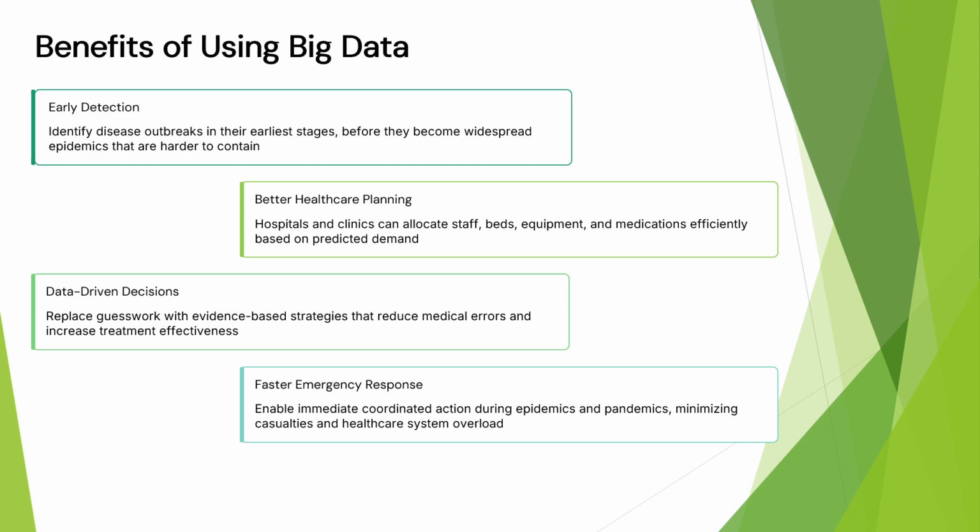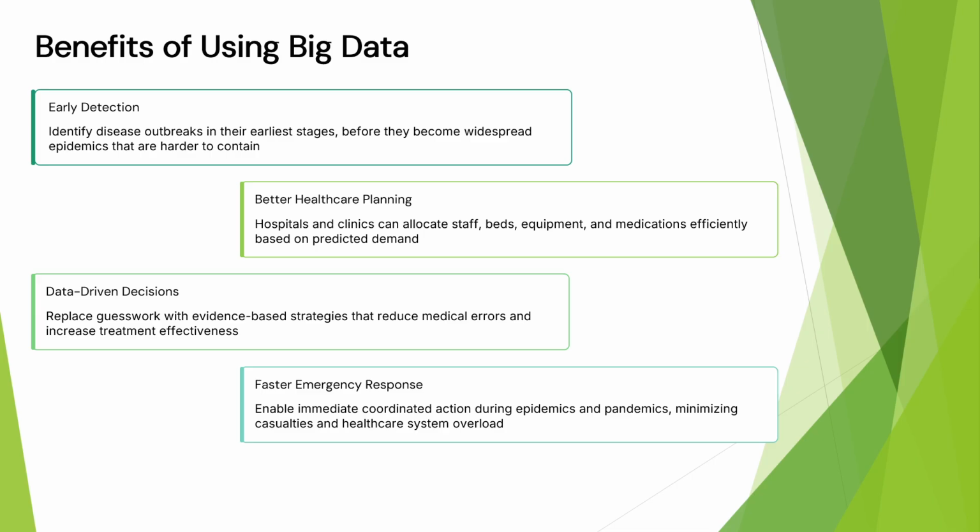Now, talking about the benefits of using big data, we have seen that big data helps in disease control, like we have seen how it helps in the COVID-19 pandemic situation. So these are all the benefits of big data. First is early detection. Identify disease outbreaks in their earlier stages before they become widespread epidemics that are harder to contain.